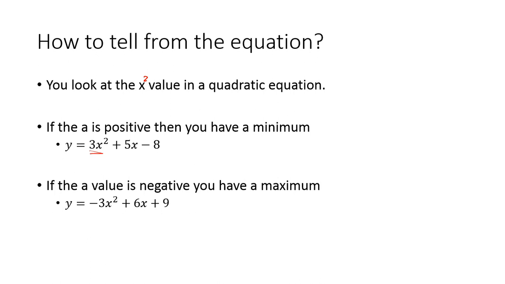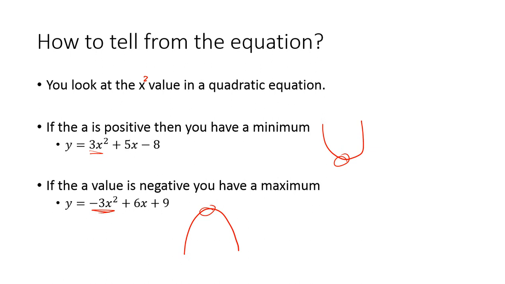So anytime you have an a value that's positive, so if the x squared is positive, your parabola is always going to be opening up, giving you that minimum. If you have an a value that's negative, that means that you're going to be opening down, okay, and that is where the maximum is going to occur.